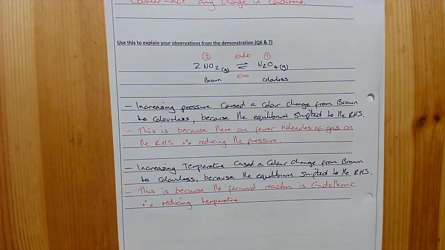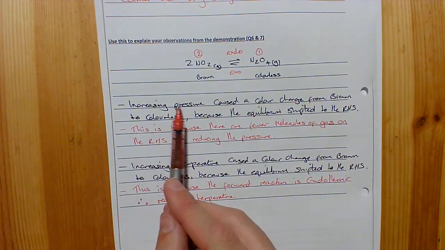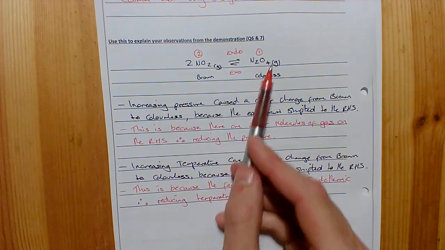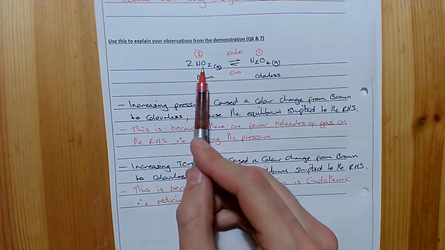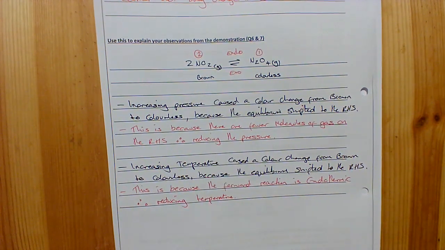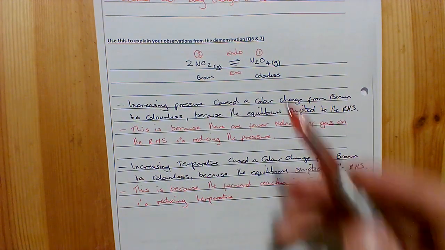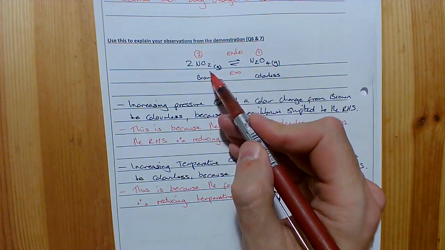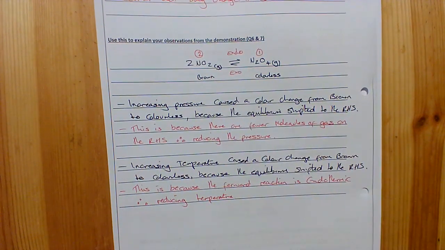Now, you could do the opposite. If we decrease the pressure, it would favor the left-hand side, because there's more molecules of gas on the left-hand side, therefore increasing the pressure. And if we were to decrease the temperature, it would favor the backwards reaction, because the backwards reaction is exothermic, therefore increasing temperature.